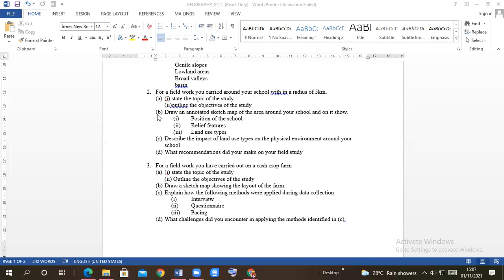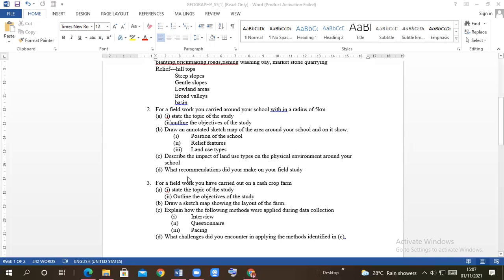Part B, draw an annotated sketch map of the area around your school and show the position of the school, relief features around, and land use types. C. Describe the impact of land use types on the physical environment around your school. And then D. What recommendations did you make on your field work?